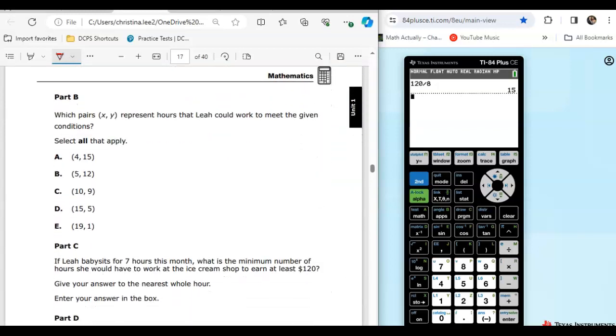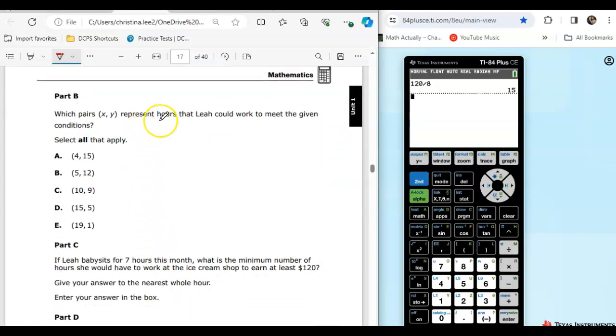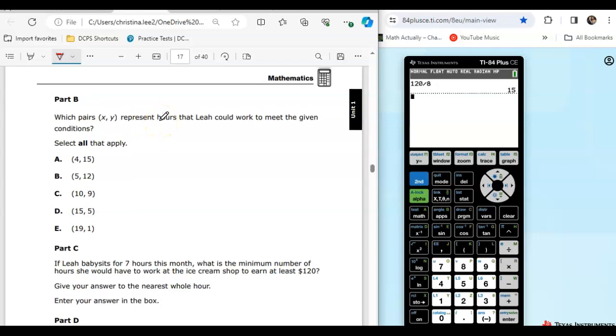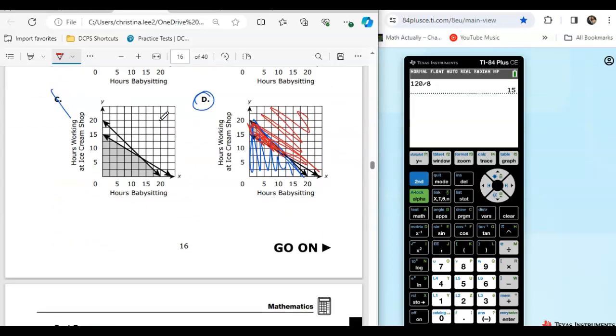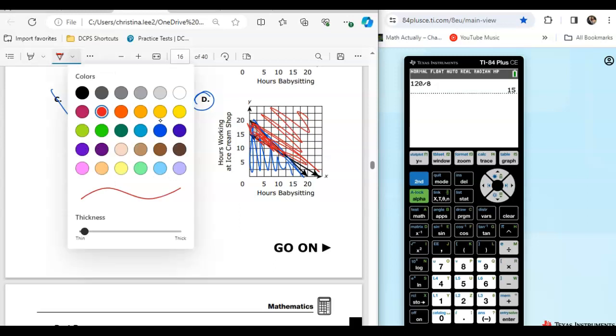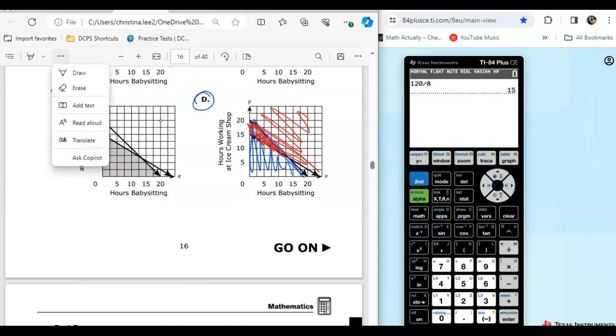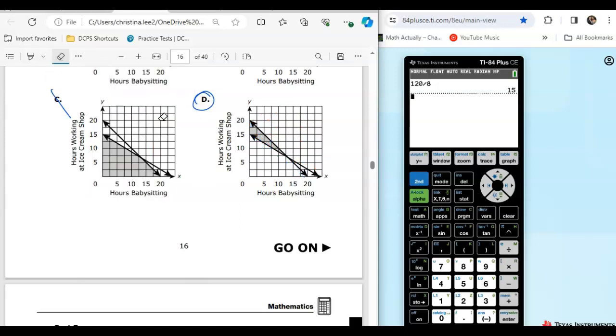All right, so that's part A. Part B says which pairs x, y represent hours that Leah could work to meet the given conditions. So those hours need to be inside this shaded area. Let me erase this so we can see a little bit better.